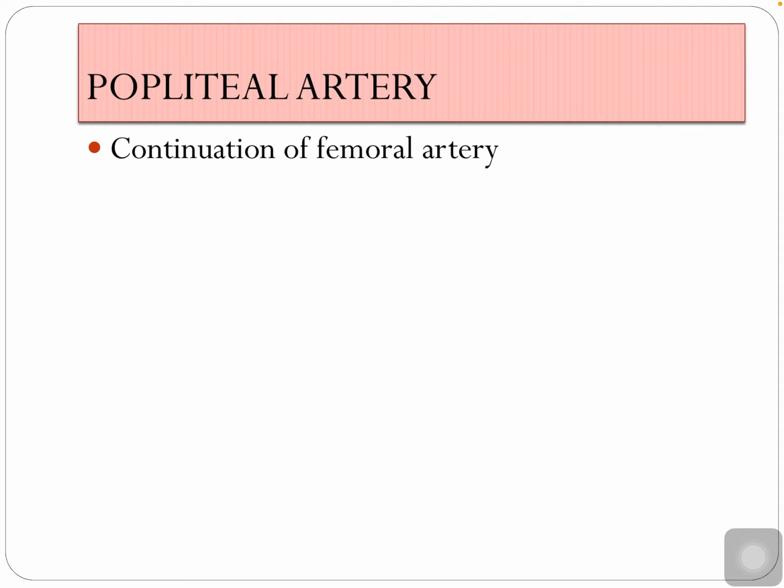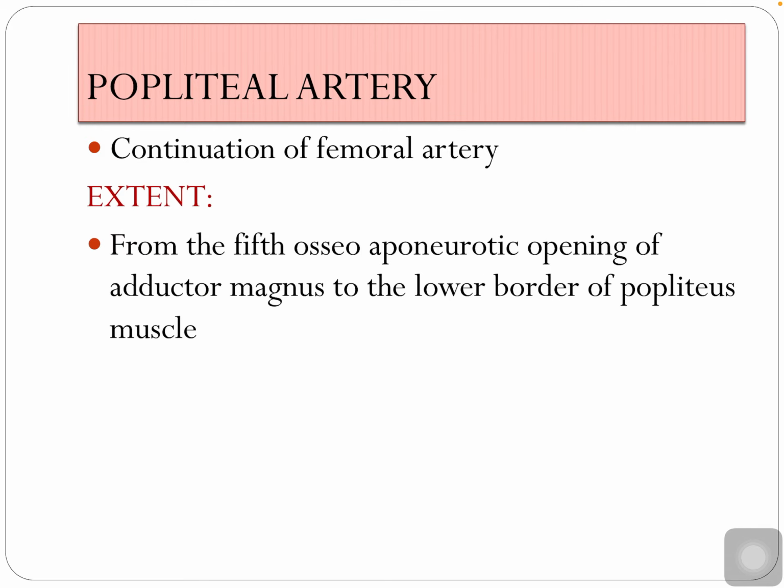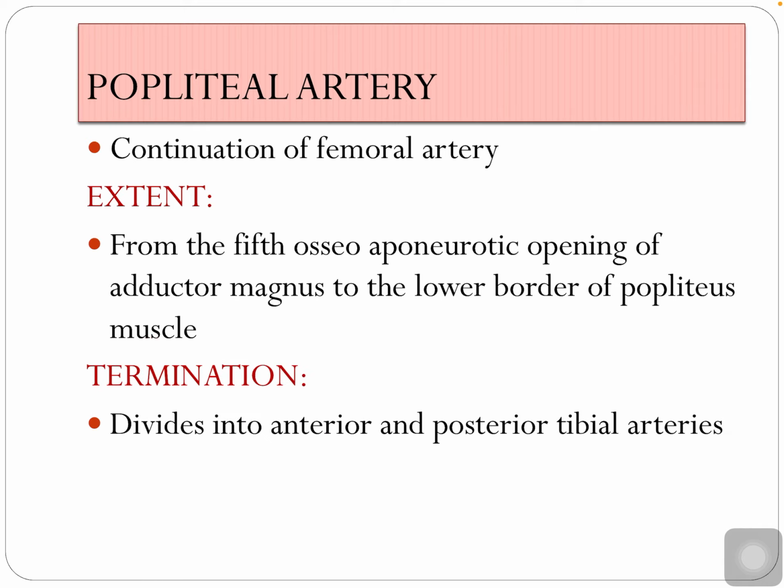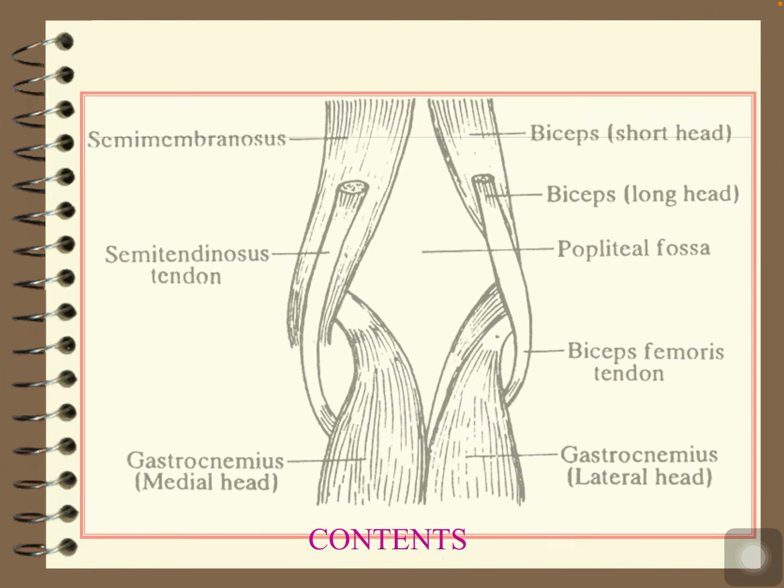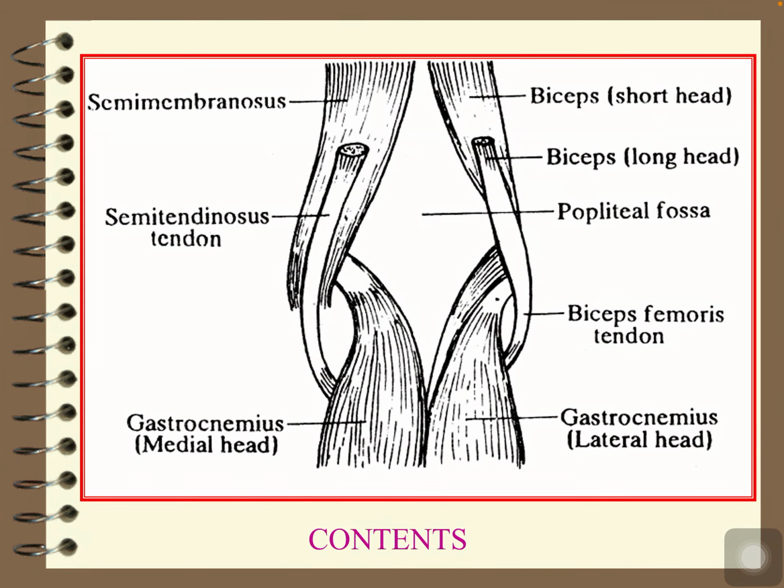Femoral artery passes through the fifth osteoaponeurotic opening to enter the popliteal fossa. Then it is called as popliteal artery. So it is from fifth osteoaponeurotic opening to the lower border of popliteus muscle, that is in the floor of popliteal fossa. Termination divides into anterior and posterior tibial arteries. So these are the boundaries of popliteal fossa. So this is the popliteal artery, you can understand.